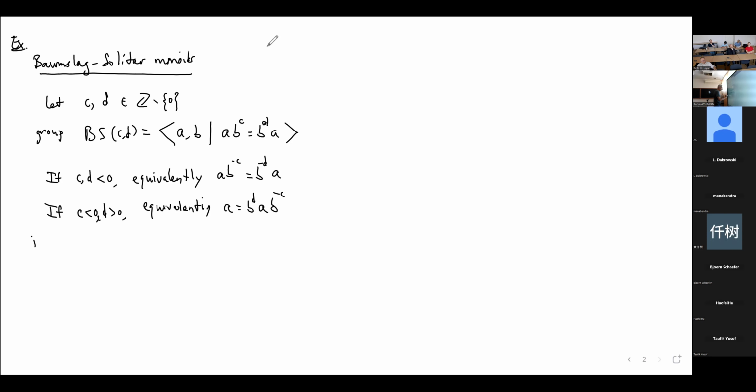Okay, so we define the monoid, BS C D plus. So the usual way of writing this is, okay, so we have to write A B to the C equals B to the D A, say if C and D are both positive.